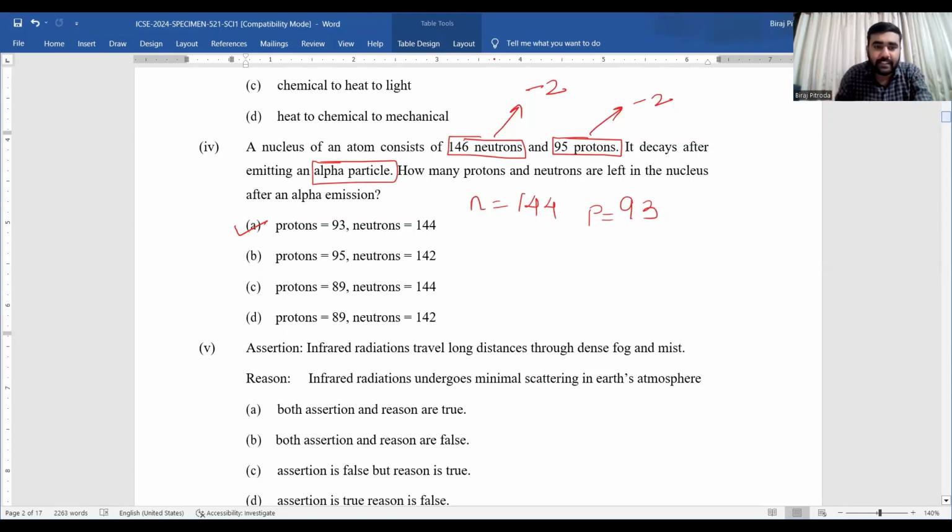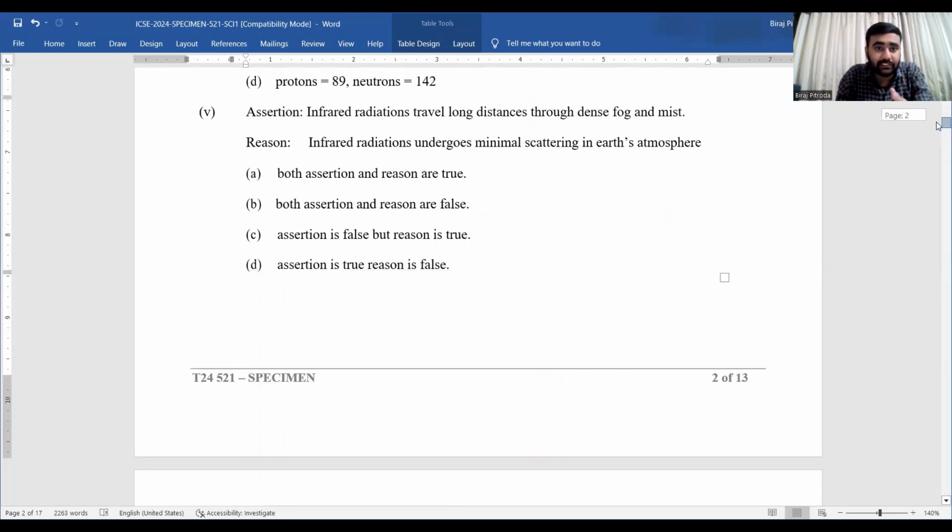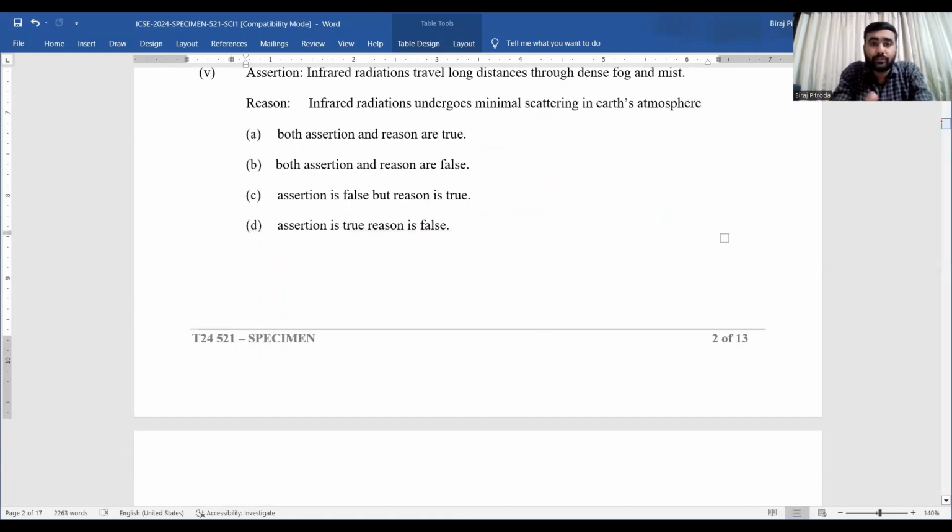Fine. Let us take the next one. Question number 5. This is something new which they have added this year. This kind of question was usually seen in CBSE board papers. The question is very nice. They say that there are two things given to us. One is a statement, which is called an assertion, and second is a reason given to the statement. I'll just read the statement for you all. The statement is: infrared radiations travel long distance through dense fog and mist.